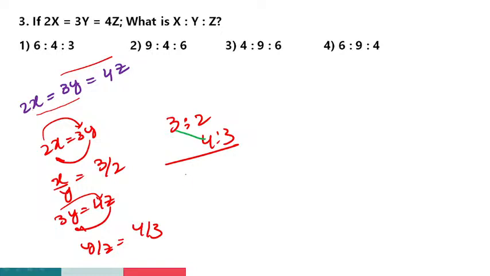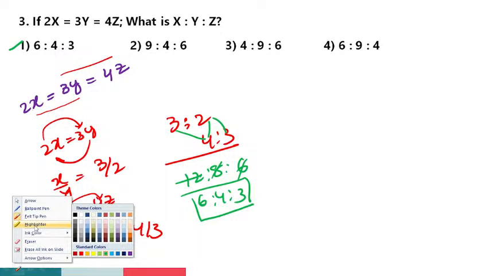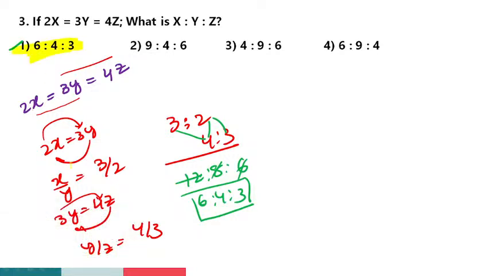So 3 fours are 12 and 2 fours are 8. 2 threes are 6. Let me calculate, guys, here. 2 sixes are, and 2 fours are, and 2 threes are. The final answer is how much, guys? 6 is to 4 is to 3. Which option is the right answer? Option 1 is the right answer, guys. 6 is to 4 is to 3. Clear, guys, all of you?